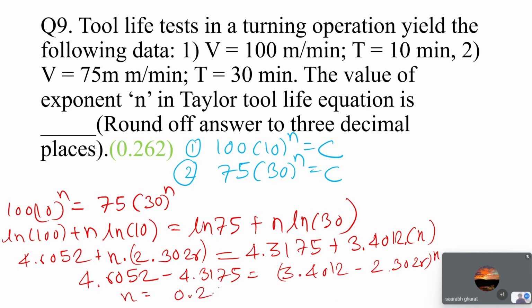So 2 sevens and 187. It is equal to, which is rounded up to 3 decimal points. So how do we do that? Simply 0.261 is again equal to 0.262. This is your answer. Okay.